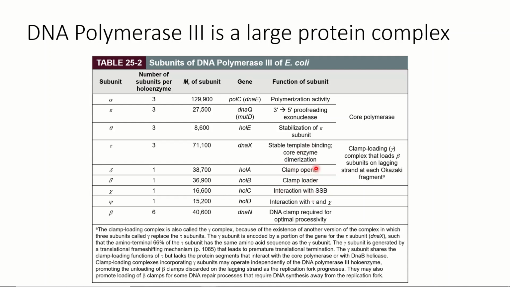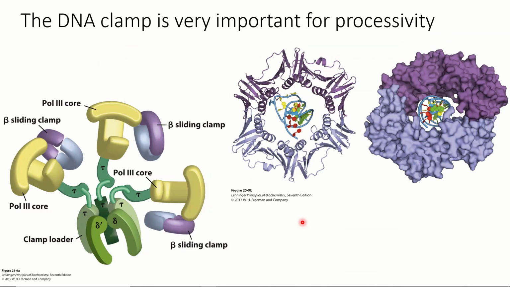opening of clamps, closing of clamps, and clamps are what hold the DNA in place while replication is occurring, and interaction of single-stranded binding protein with the DNA polymerase. It has another subunit that interacts with the tau and chi subunits. And then we have the DNA clamp itself, which is required for processivity of the template strand as the daughter strand is being synthesized. So the DNA clamp is very important for processivity. There are 3 clamps and we have a clamp loader.